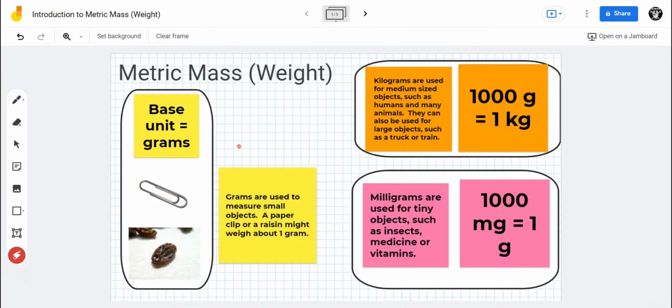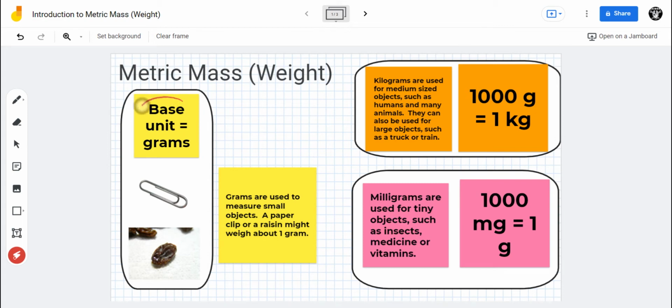Okay, students, welcome back. We are continuing to work on the metric system, and today we're going to talk about a little introduction to metric mass. What we usually do when we measure metric mass is just weigh things. We're going to refer to that as kind of interchangeable with weight, although it's not always the case. But here you can weigh things to figure out their metric mass.